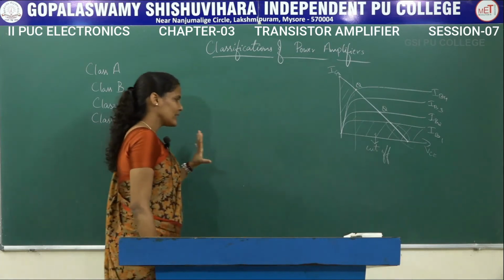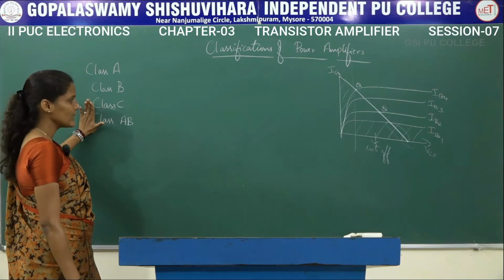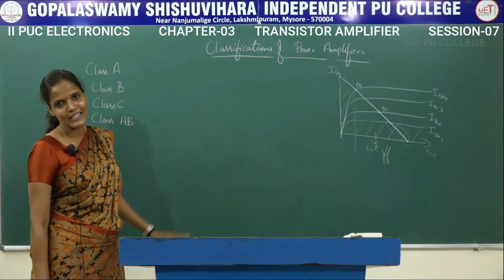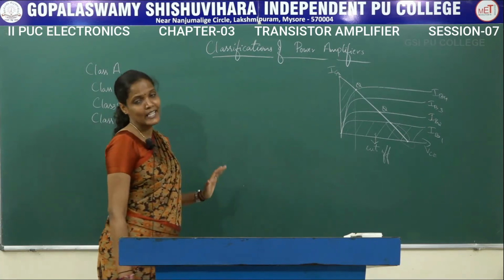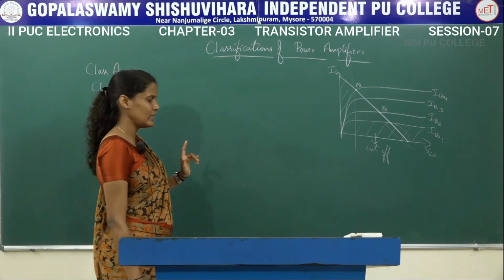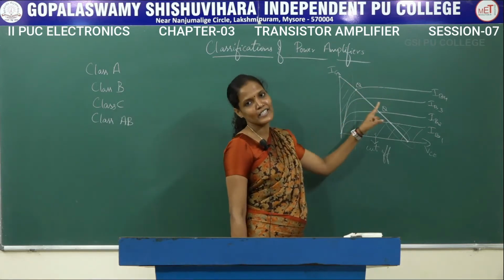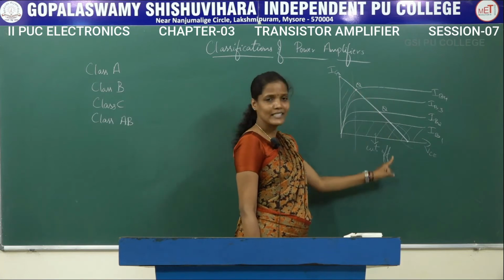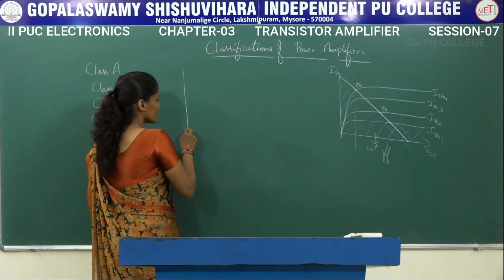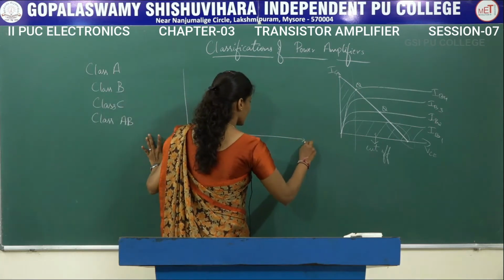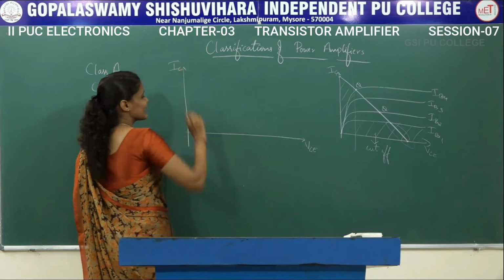So why I am repeating this again is, to understand class A, B, C and AB, we have to be very much clear with the characteristics of the transistor. So what is this class A power amplifier? We are going to select a Q point exactly at the center of the load line. This is a load line. If we select the Q point at the center position of the load line, then we can call that power amplifier a class A power amplifier.